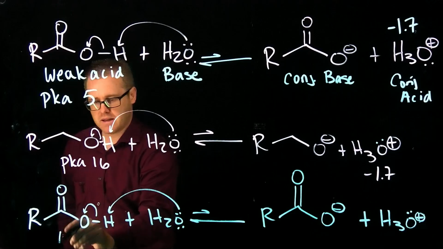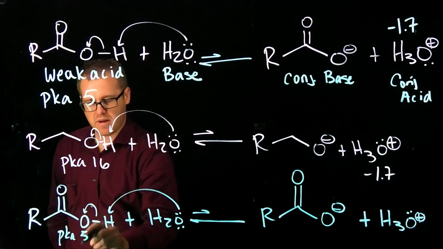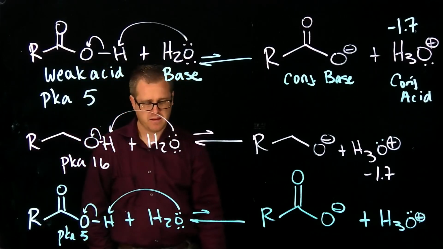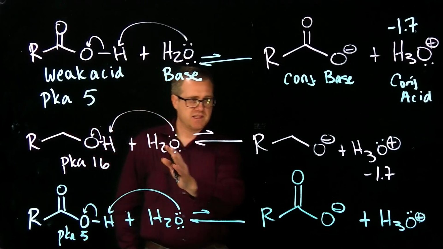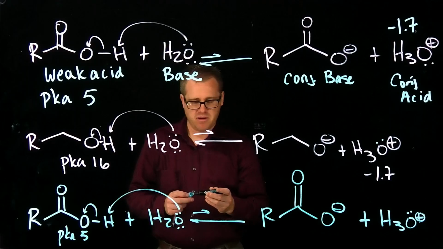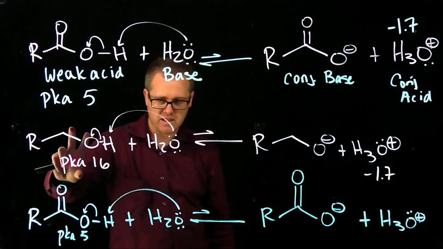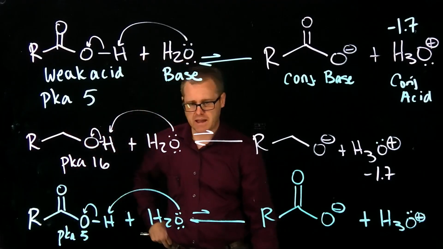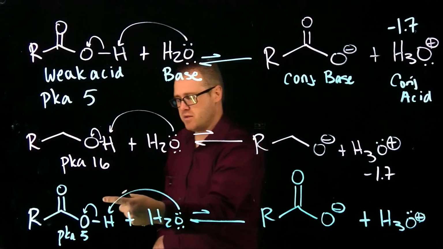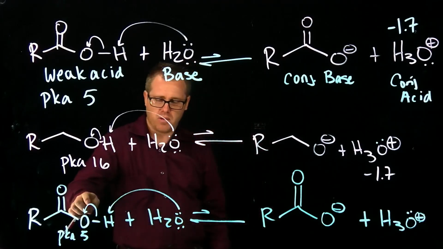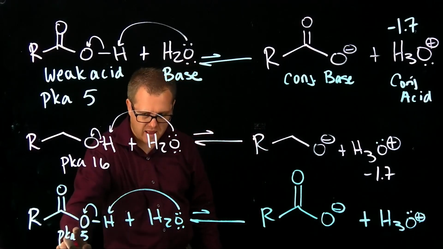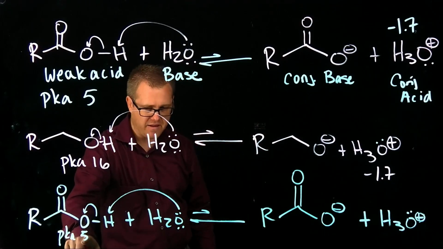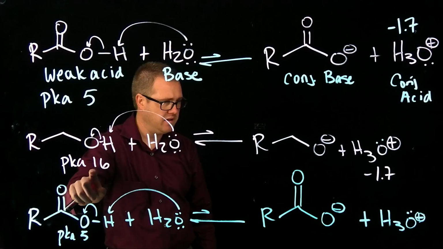So what's the pKa of this guy? About 5. So we're seeing the same trend here equilibrium-wise, right? This is favored, and this side is favored, because equilibrium is going to point towards the weaker acid. But why is the carboxylic acid a pKa of 5 versus 16?